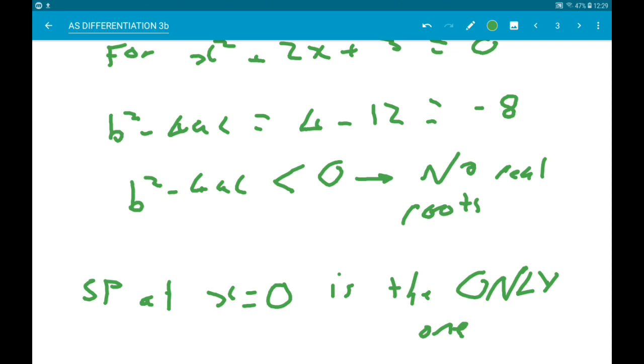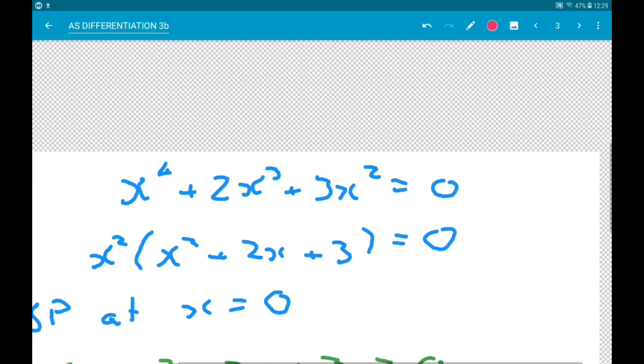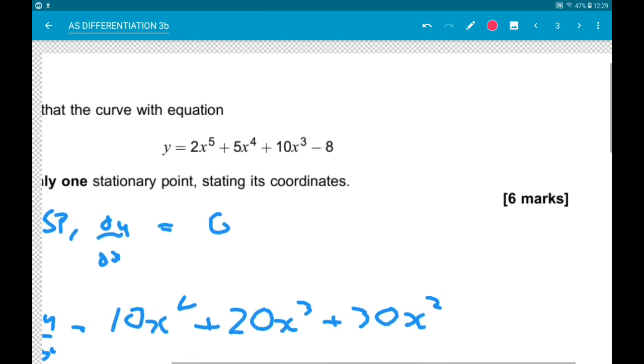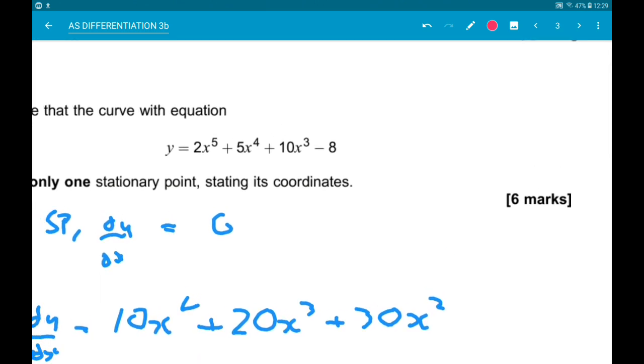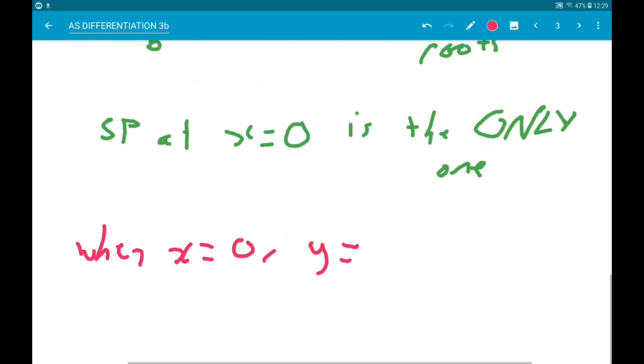So now we need to find the y-coordinate. So when x is 0, y is just gonna be the number at the end, so minus 8. So the stationary point is at 0, minus 8.